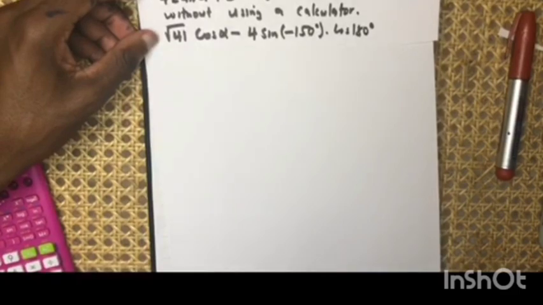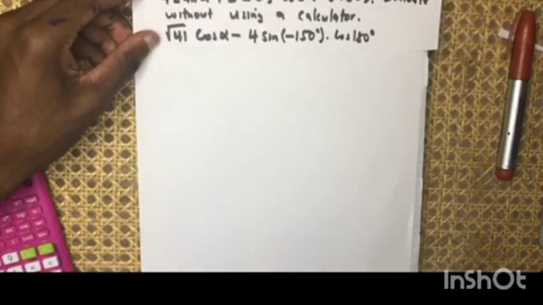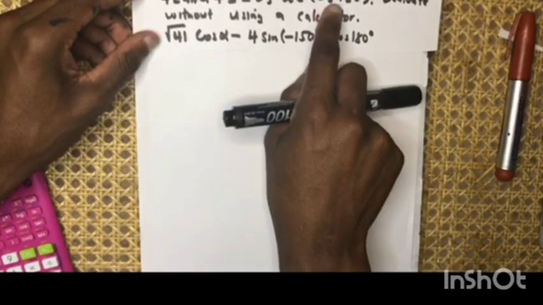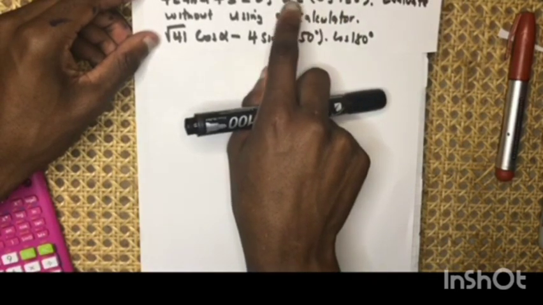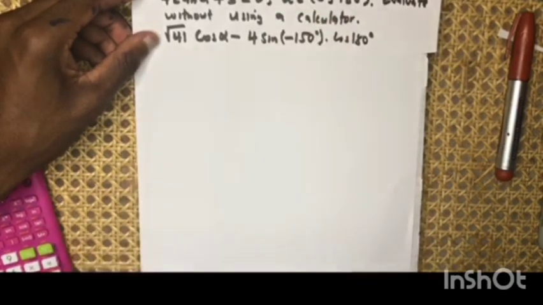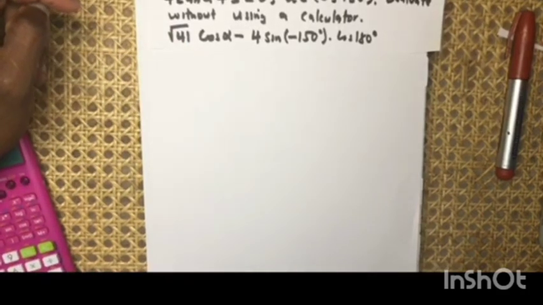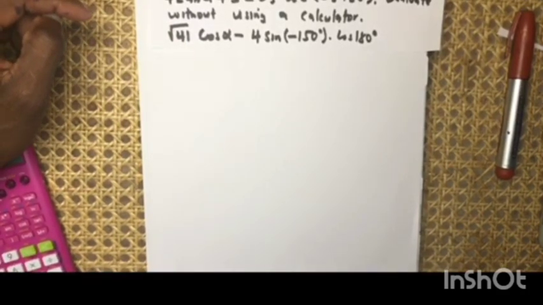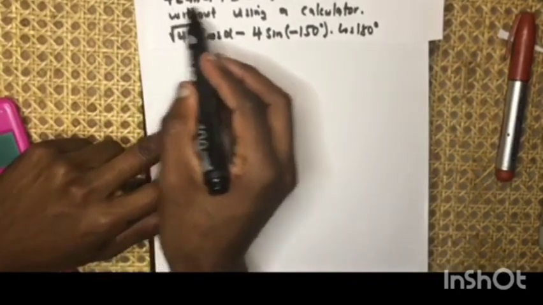We are given 4 tan alpha plus 5 equals 0, where alpha is an element from 0 degrees to 180 degrees. You see that alpha is bigger than 0 degrees but less than 180 degrees. Evaluate without using a calculator: root 41 cos alpha minus 4 sine of negative 150 degrees times cos 180 degrees. Remember, I'm going to start here.